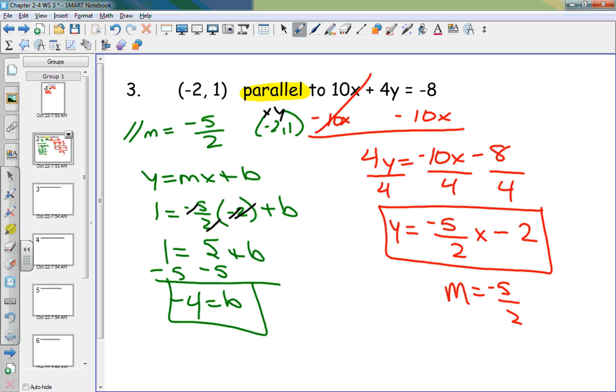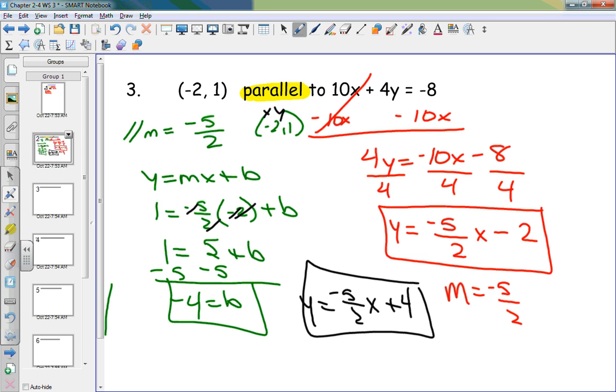Now what do I find for my answer? y equals negative 5/2 x, or minus 4, or plus negative 4, whichever one you want to do. Okay. Do we all see that one? Yay or nay? Now's the time to ask the question. If you don't get it, you need to stop me.